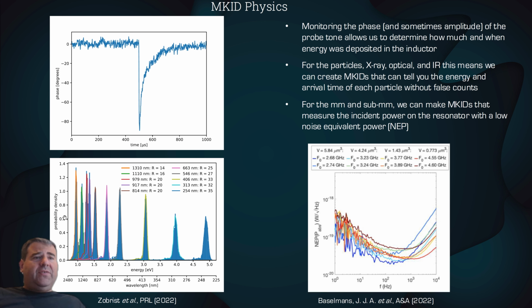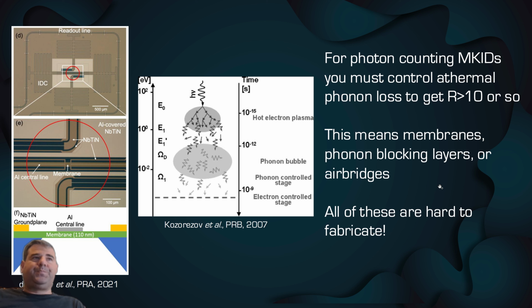You can see on the bottom here what this looks like when we illuminate one of our resonators with lasers going all the way from the ultraviolet here to the near infrared here. When we illuminate them with a laser that has a narrow response, we get these histograms. This shows us that what we've made here is not just a detector, but a spectrometer. We can tell the energy of every photon that hit it. There are also versions of MKIDs that work in the X-ray and in the far infrared and sub-millimeter, as you can see here on the right.